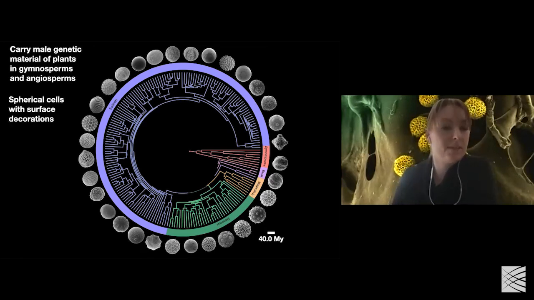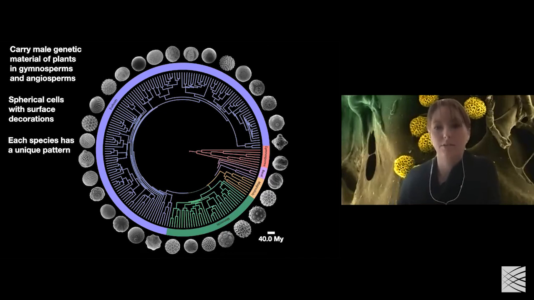Specifically, there are spherical cells that have these surface decorations. So they're single cells and they're spheres. And then the really cool thing here is that each species has a unique pattern. So you can actually identify what species it is based on the pattern that you see on the surface of the pollen grain. And it's so robust that pollen fossils are actually often used for dating in samples.